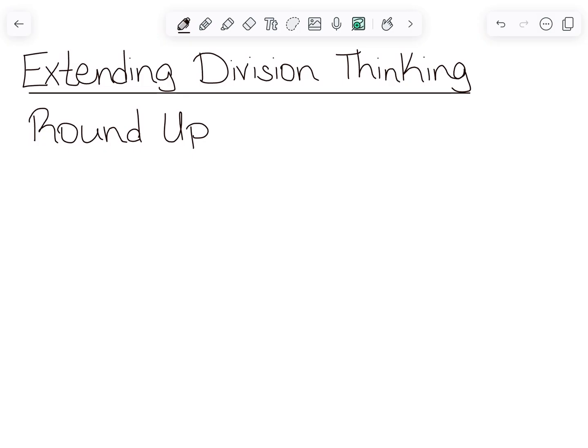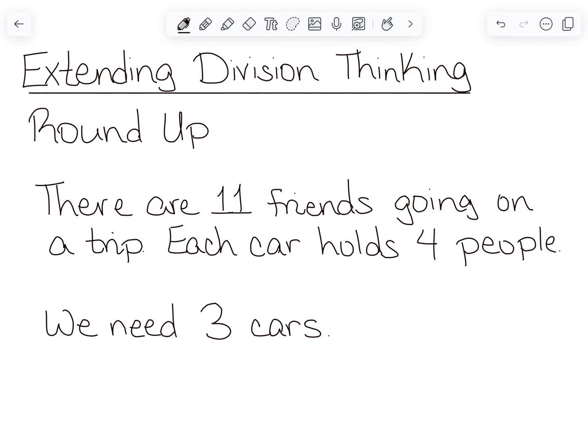The third thing we can do with remainders is round up. For an example of this, there are 11 friends going on a trip, and each car holds 4 people. So we would need 3 cars. 2 of those would have 4 people, and the third one would only have 3. It wouldn't be a full car, but we would still need an entire extra car to hold the remainder.